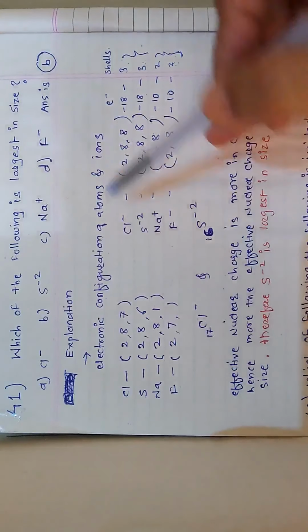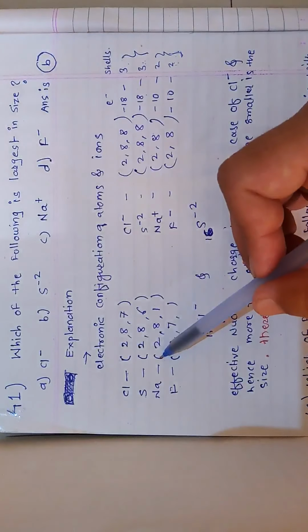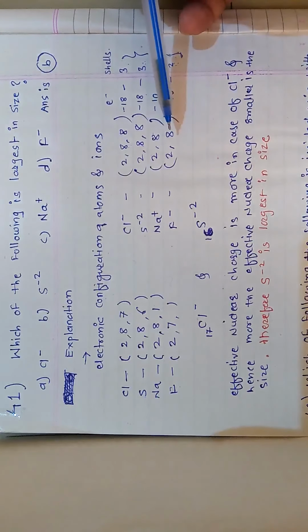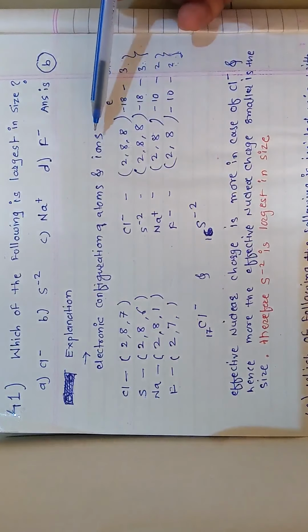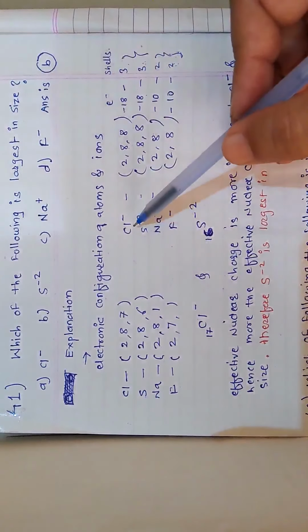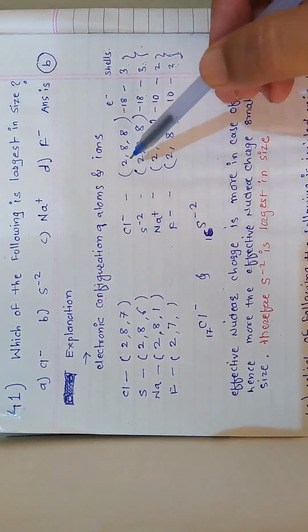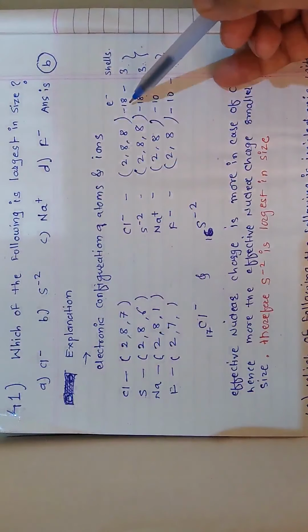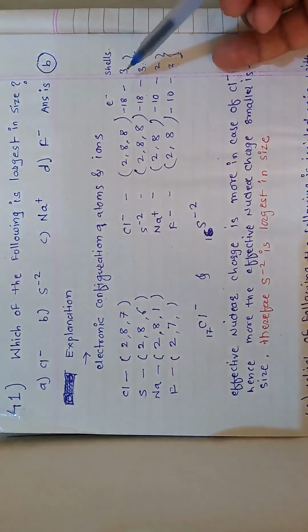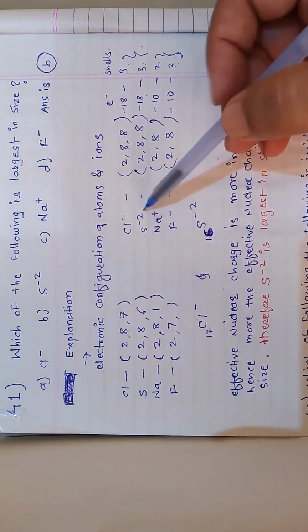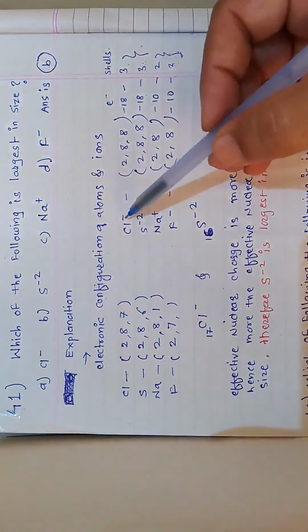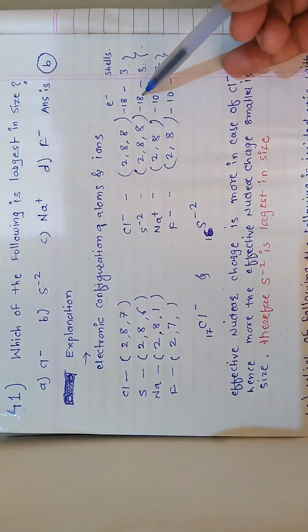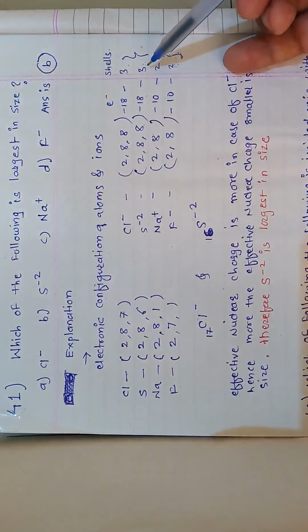Electronic configuration for atoms are given on the left hand side and that of ions given on the right hand side. So from the electronic configuration of ions, it is clear that the chlorine, which is having the electronic configuration of 2,8,8, having 18 electrons, are distributed in 3 shells. Sulfur 2 minus, which is having same electronic configuration as that of chlorine minus, that is 2,8,8, showing that the 18 electrons again distributed in 3 shells.